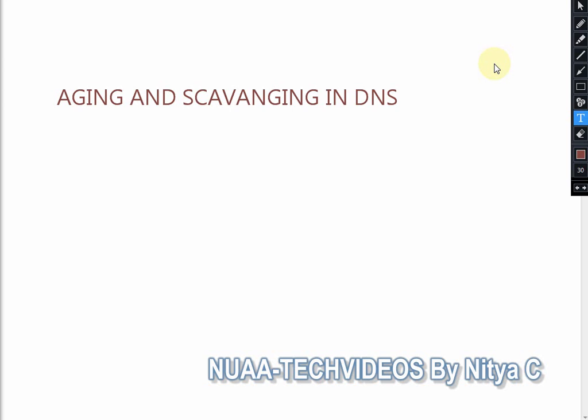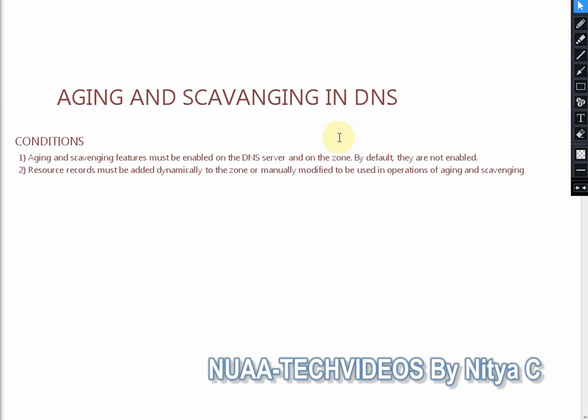But before creating aging and scavenging in DNS, there are some conditions which need to be followed. The first is that the aging and scavenging feature must be enabled on the DNS server and on the zone. By default they are not enabled. The second condition is that the resource record must be added dynamically to the zone or manually modified to be used in operations of aging and scavenging.